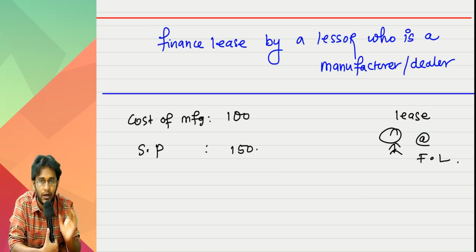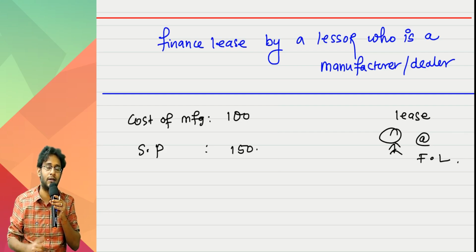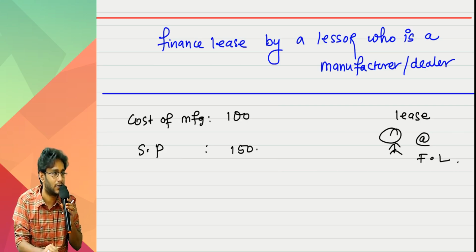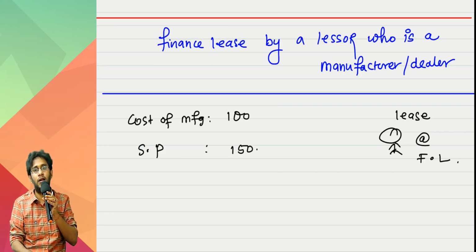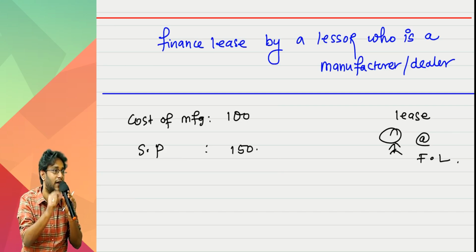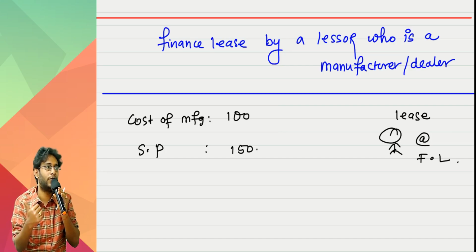Isn't it, sir? Put the difference between the earlier example and this example. In the earlier example also, the lessor was interested in earning interest income. Here also he is earning interest income. Then what is the extra difference here? Here there is a profit on sale. Earlier there was no profit on sale.